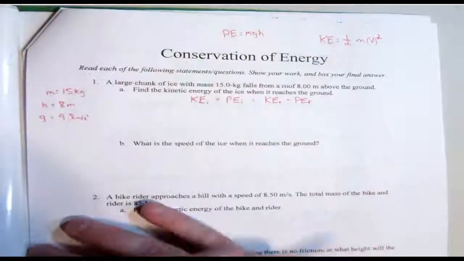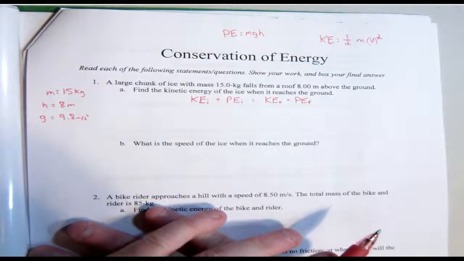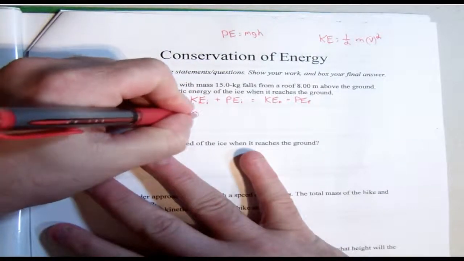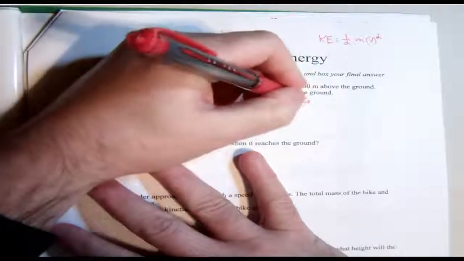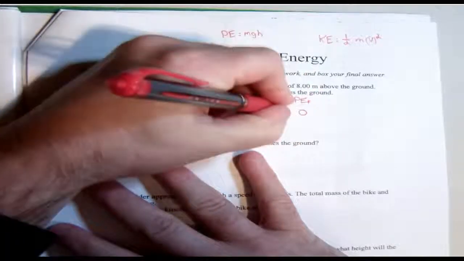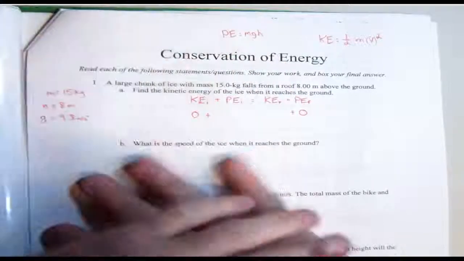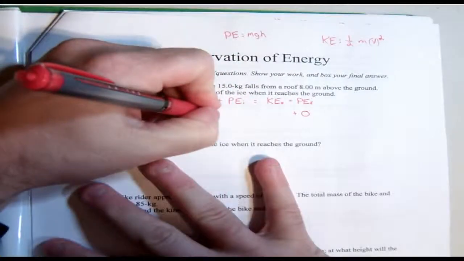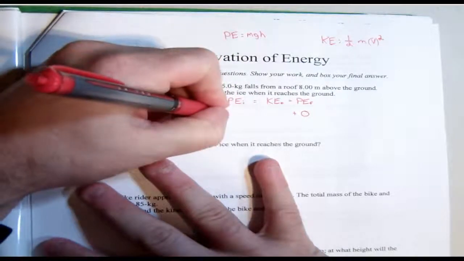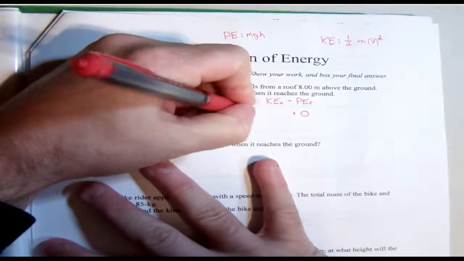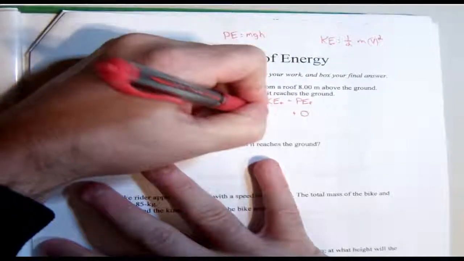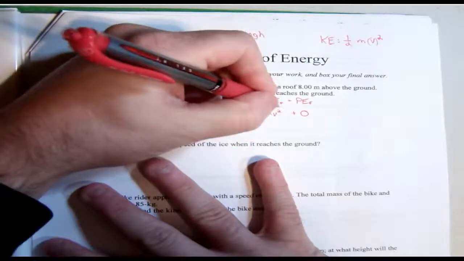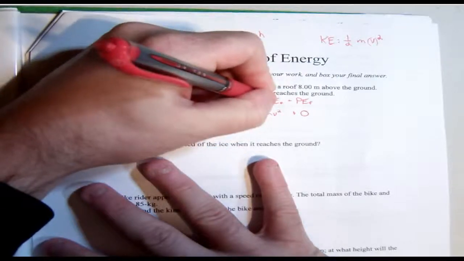So what we can do now is start zeroing out stuff in this equation. We know that the initial kinetic energy is 0. And we know that the final potential energy is 0. So that's good. That eliminates stuff for us. Now we're going to break this formula down. So we're going to go mass times gravity times height, because that's the potential energy formula, equals 1/2 times mass times final velocity squared, which is just the final kinetic energy.